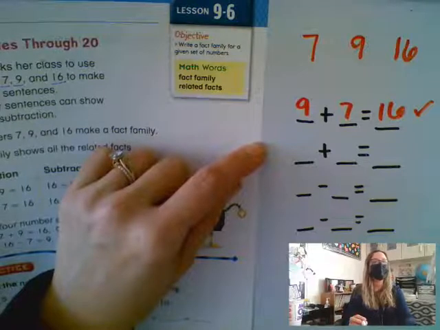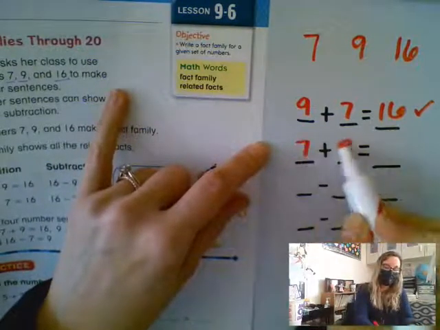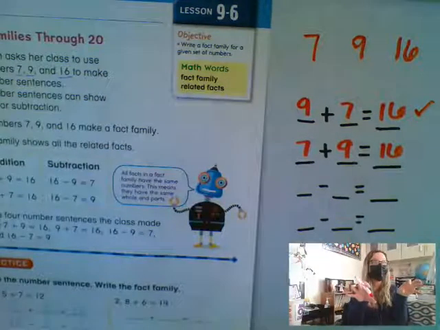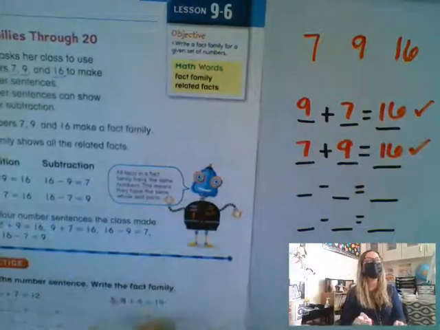Beckett, help him out. 7 plus 9 equals 16. Remember, with addition, we can flip-flop our addends, and we get the same sum. So there's our 2 addition. Now we need 2 subtraction.